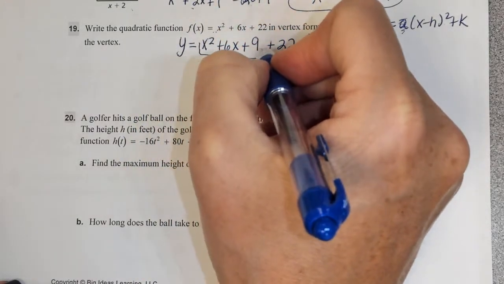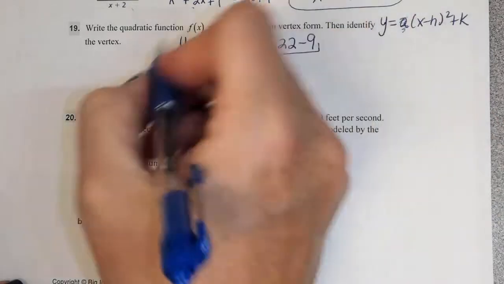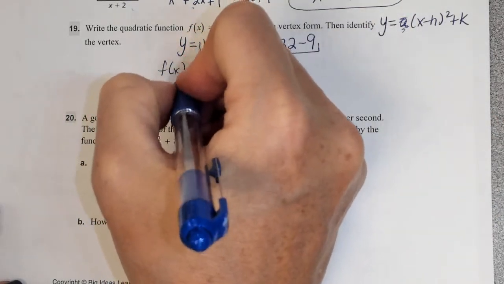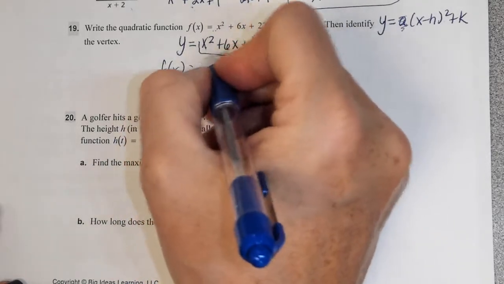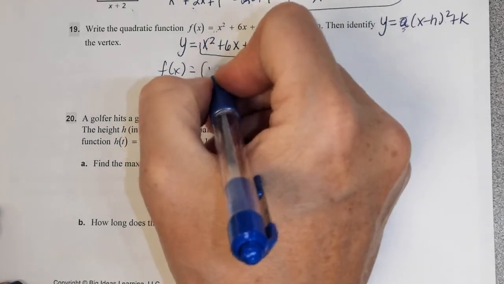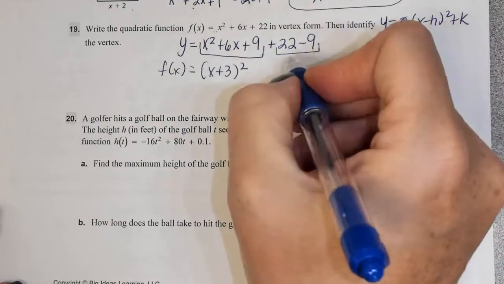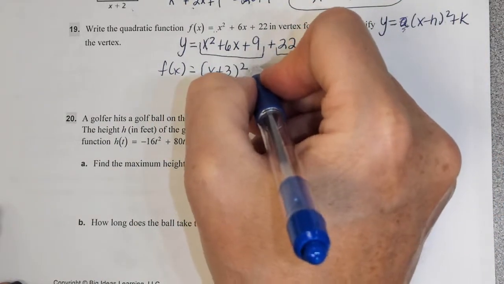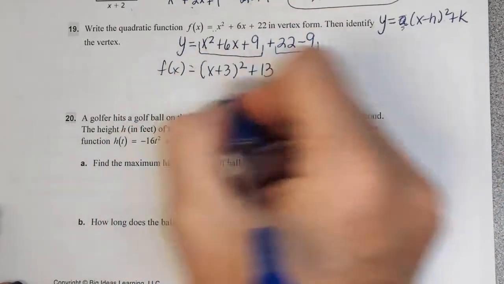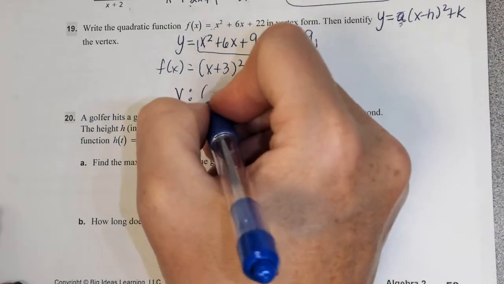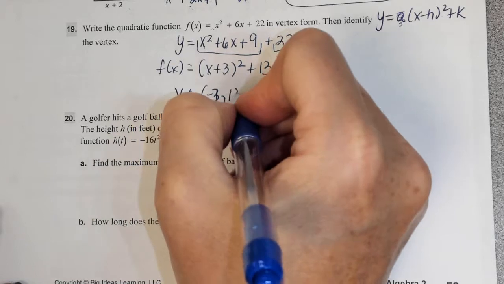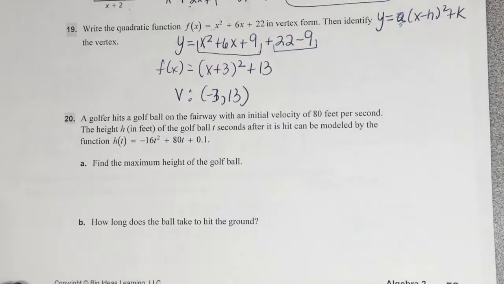Now I'm going to work with these 3 and these 2. So how does this factor? Right here, just this. (x plus 3) squared. And then what's 22 minus 9? And so now I'm in vertex form. So what is the vertex? So that is the vertex.